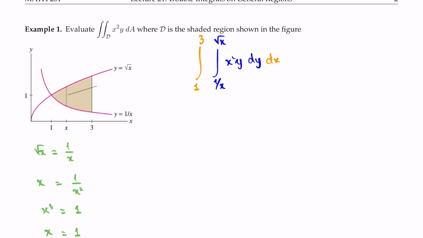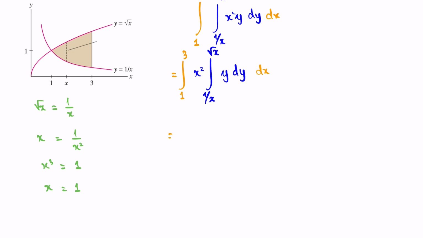With the setup, we're going to evaluate this integral as follows. First, we evaluate the inner integral. This is the integral with respect to y, so we treat x as a constant. x is a constant, x squared is also a constant. You pull that out of the integral, and you get the integral of y with respect to y from 1 over x to square root of x. Later, you're going to evaluate the outer integral. The antiderivative of y is 1/2 y squared. So here we get the integral from 1 to 3 of x squared times 1/2 y squared, evaluated at 1 over x and square root of x.